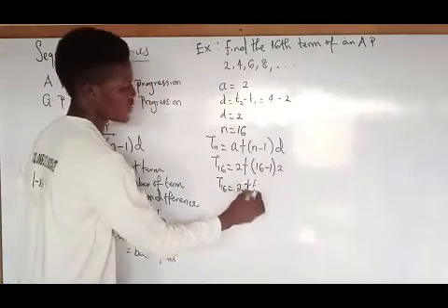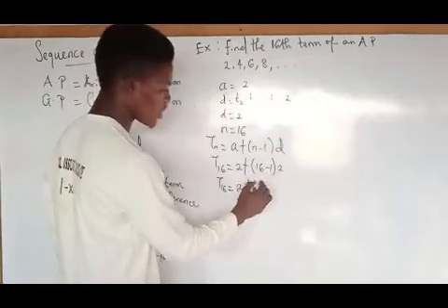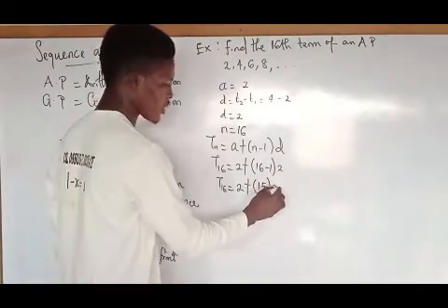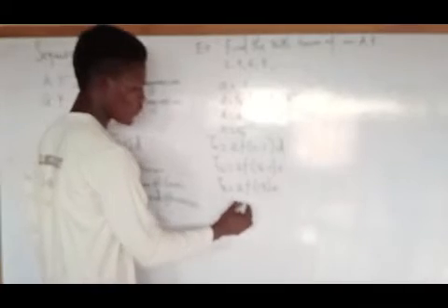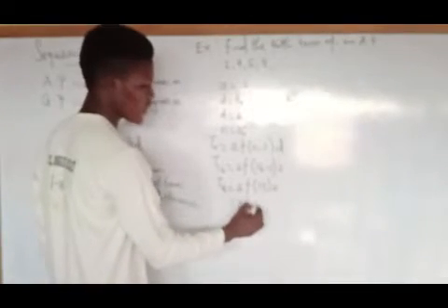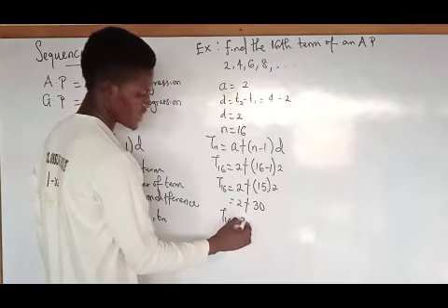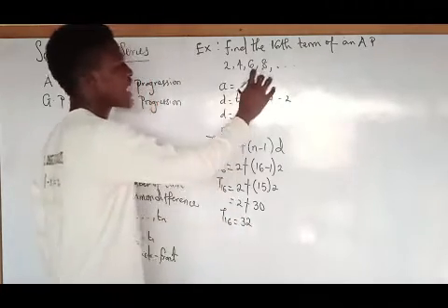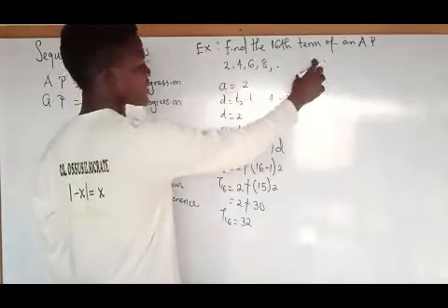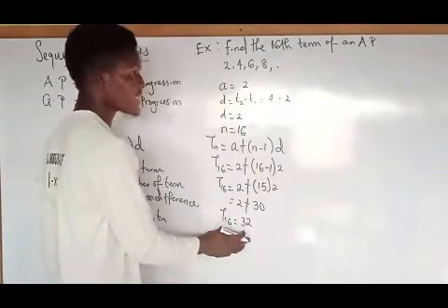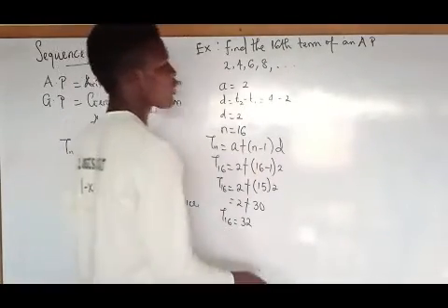Then that means T16 will give me 2 plus 16 minus 1, which is 15, open bracket, 2. Then 2 plus 15 times 2 will give me 30, and that means my T16 is 32. That means the 16th term, if you count all the way to the 16th term, is going to give you 32. So let's say I have another question.